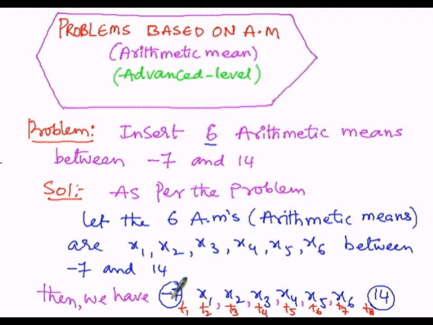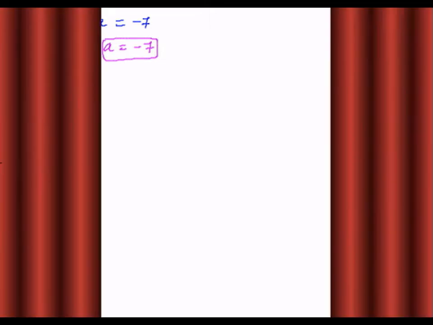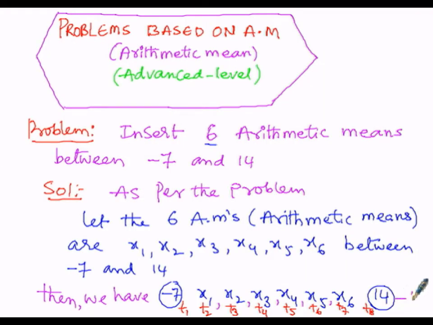Now the first term T1 is -7. Since they are in AP, T1 equals -7. So we got a equals -7. Since these are arithmetic means, these 8 terms, T1 to T8, will be in arithmetic progression, with x1 to x6 as the arithmetic means. The 8th term is 14.